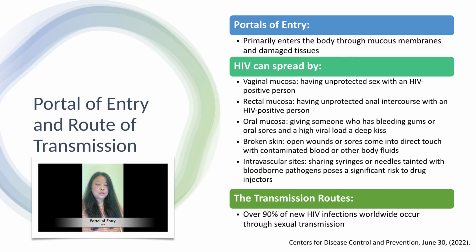The HIV virus primarily enters the body through mucous membranes and damaged tissue. It can be spread by vaginal or rectal mucosa, which is having unprotected sex with an HIV-positive person, or anal intercourse, or someone who has bleeding gums or oral sores that have high viral loads of HIV virus. It can also spread when an open wound or sores come in direct contact with contaminated blood or other bodily fluids, and sharing syringes or needles tainted with blood-borne pathogens poses a significant risk to drug injectors. Over 90% of new HIV infections worldwide occur through sexual transmission.